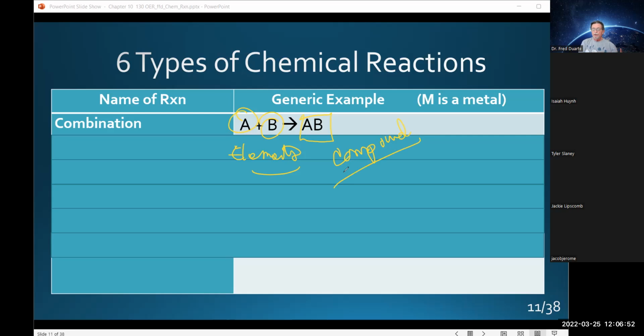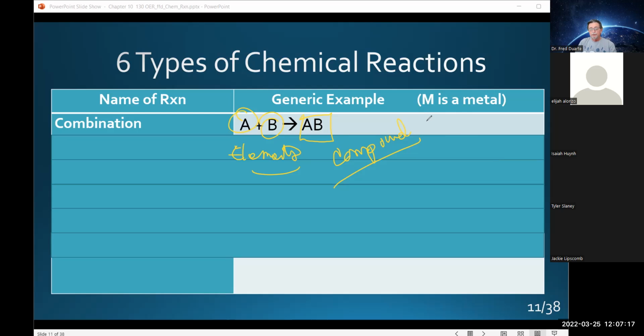Okay, so you start off with elements, whatever the case may be, whatever they are, and you end up with a compound. A classic example would be the reaction of hydrogen gas plus oxygen. Let me change this color a little bit, bring it up. It's not looking very clear from my end.